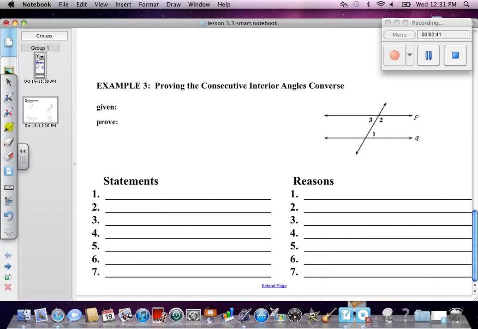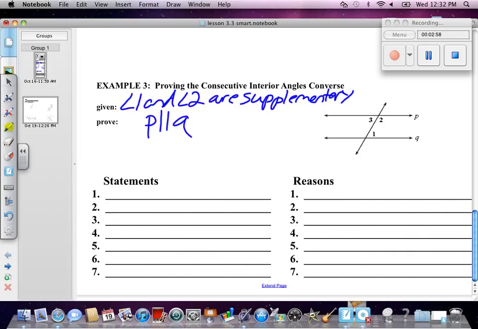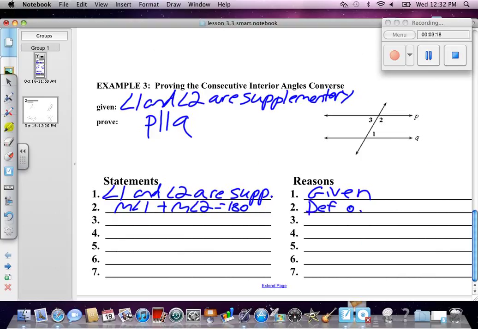All right, we're going to go ahead and look at this other proof on the back of our sheet. We are given that angle 1 and angle 2 are supplementary, and that P is parallel to Q. So our first statement is our given, angle 1 and angle 2 are supplementary. I'm just going to abbreviate that, and that's given. Then we say the measure of angle 1 plus the measure of angle 2 equals 180, and this is just the definition of supplementary angles.